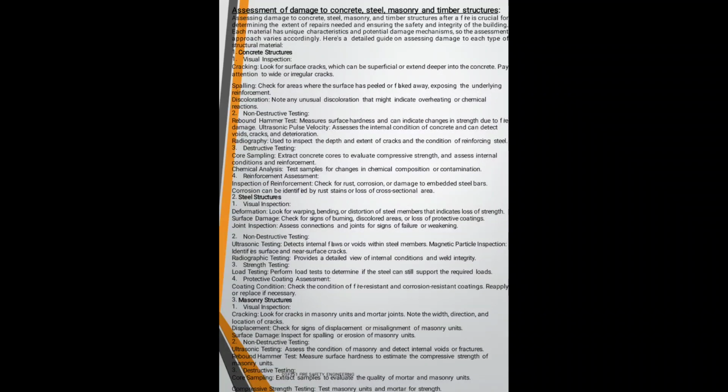First one, deformation. Look for warping, bending or distortion of steel members that indicate loss of strength. Then surface damage. Check for signs of discolored areas or lost protective coatings. Then non-destructive testing, ultrasonic and radiographic testing. Radiographic testing provides a detailed view of the internal condition and weld integrity of the steel structures.